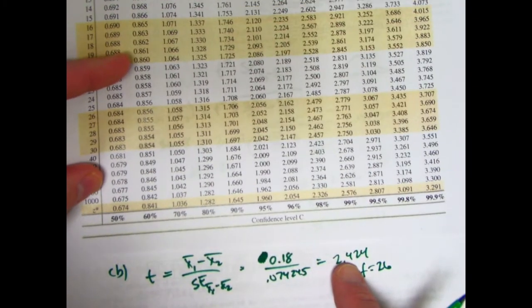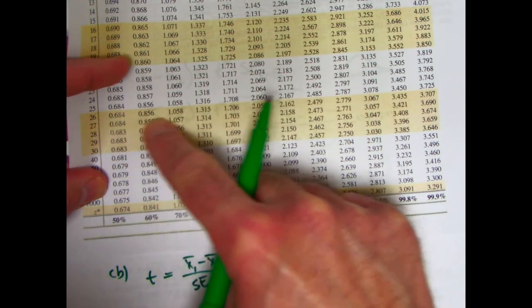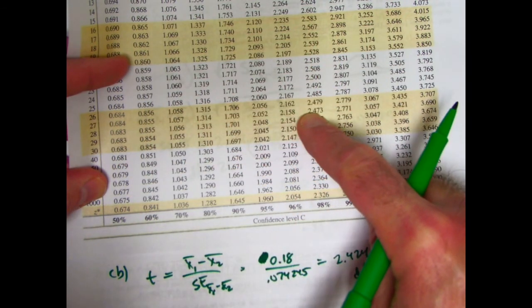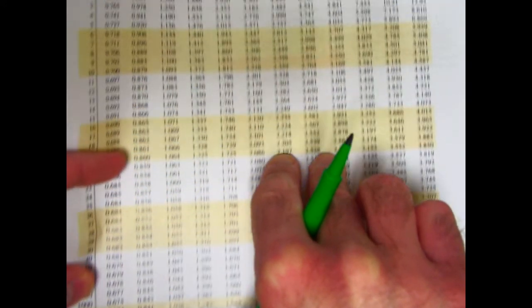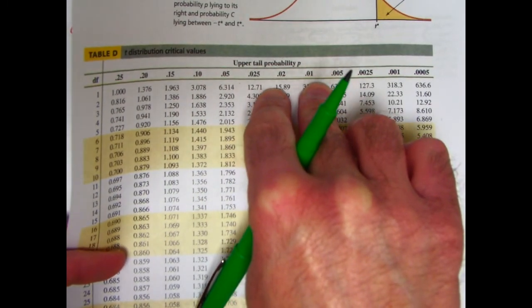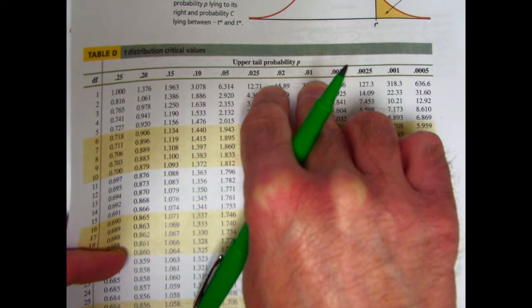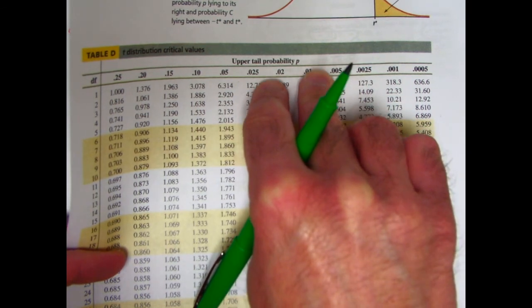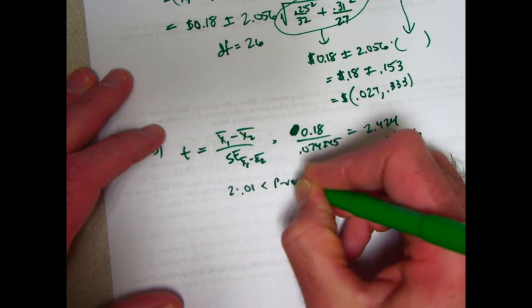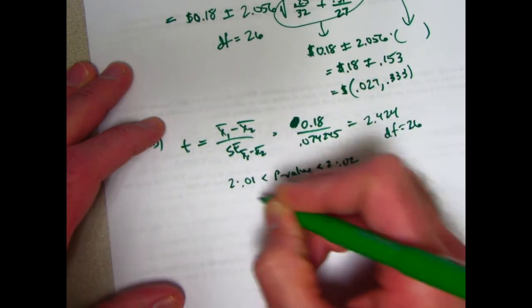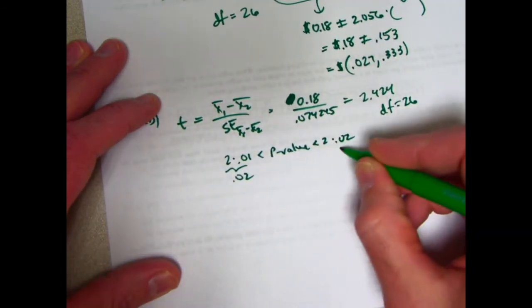So what does that mean? Go back to the same table, 26 degrees of freedom. We're looking for two numbers that bracket 2.424 on the 26 degree of freedom line. 2.424 is bracketed by these two numbers, 2.162 and 2.479. If I now go up to the top, the one-tailed p-value would be between these two, but we are doing a two-tailed test, so our p-value is between taking these two numbers and doubling them. It's between 2 and 4%. So our p-value is between 2 times 0.01 and 2 times 0.02. It's between 2% and 4%.